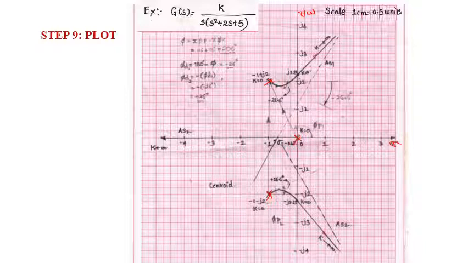Then identify the root locus line. The root locus line is this one, so in total this is the root locus. Draw a thick line from here to here, this is the root locus, and write this as RL.